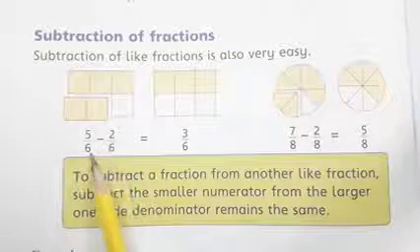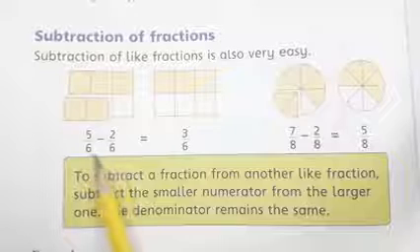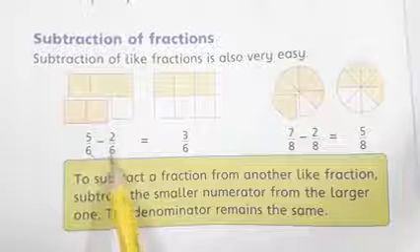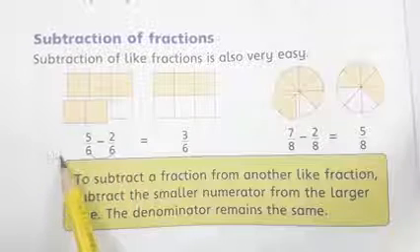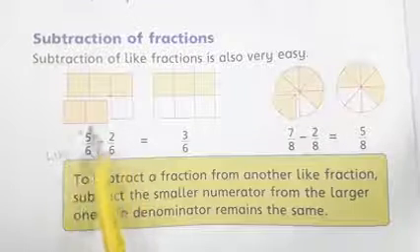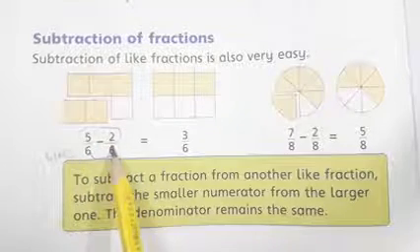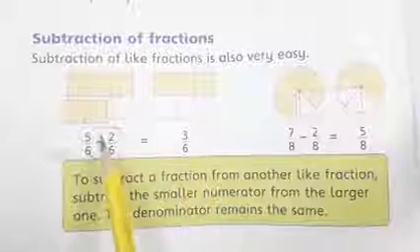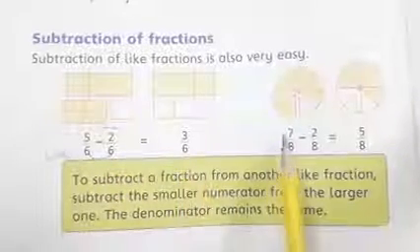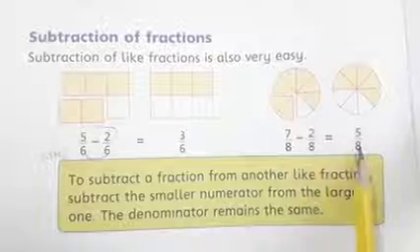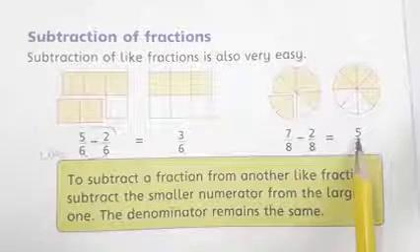Okay, 5 by 6 minus 2 by 6. Here again this is a like fraction because both of the denominators are the same. And in like fractions we just add or subtract the numerators. So 6 will come as it is, and 5 minus 2 is 3. 7 by 8 minus 2 by 8. 8 will come as it is, and 7 minus 2 is 5.